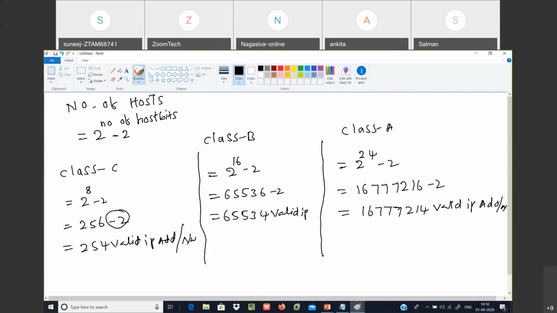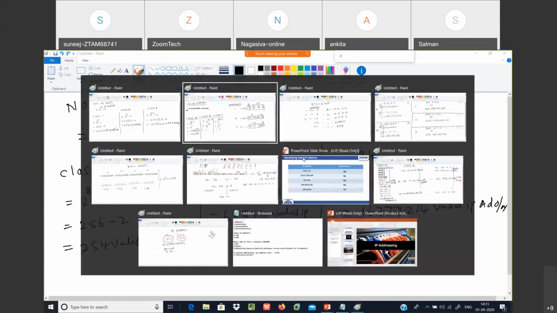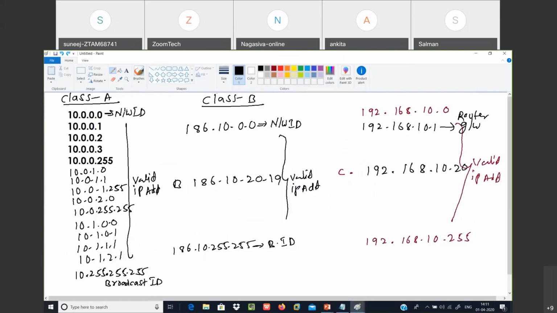Right, perfect. So one for network ID and one more for broadcast ID, right? Two IPs are minus. Valid IP addresses will lie between network ID and broadcast ID. Now, network ID and broadcast ID examples: if we take the class A example 10.0.0.0 and 10.255.255.255, all the IPs between them are valid IP addresses.